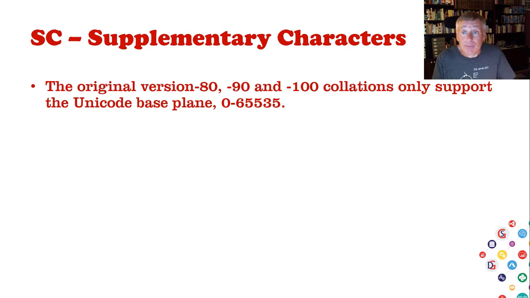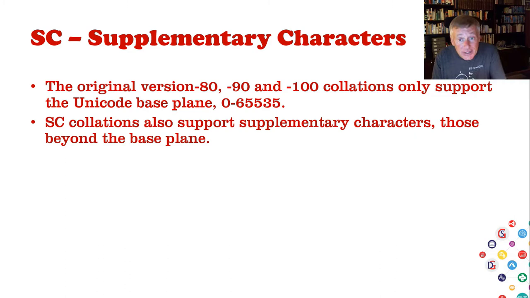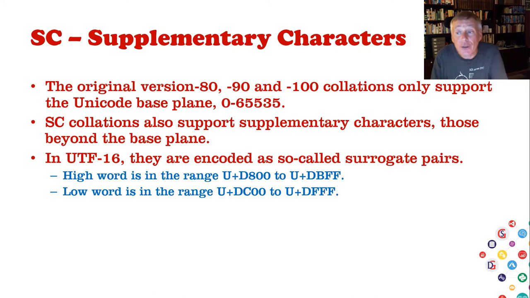Let's now talk about supplementary characters. The original version 80 and 90 collations, up to 2008, only support the Unicode base plane from 0 to 65535. They don't understand the characters beyond that plane. The SC collations also support the so-called supplementary characters, which are the characters beyond the base plane. And the way it works in UTF-16 is that they are encoded in so-called surrogate pairs. The high word will always be in the range from U+D800 to U+DBFF, and the low word is always in the range from U+DC00 to U+DFFF.